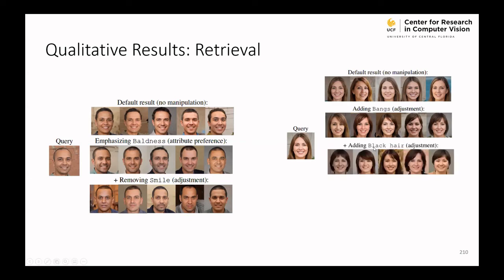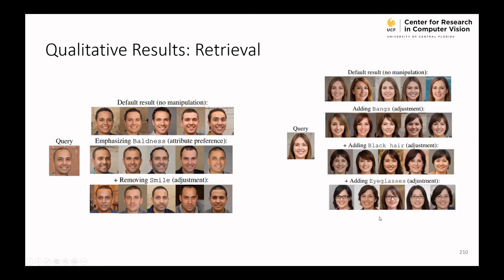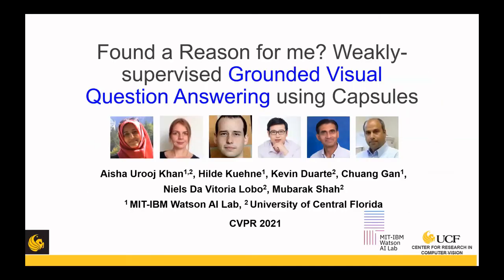And then we want to say add black hair. So all are black hair, not blonde hair. Then we want to say eyeglasses. So again, this one. So that's what we can do.